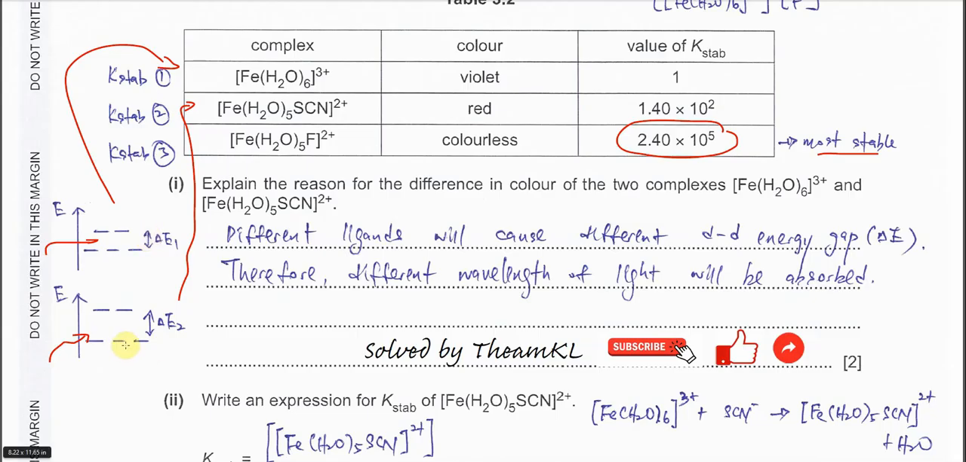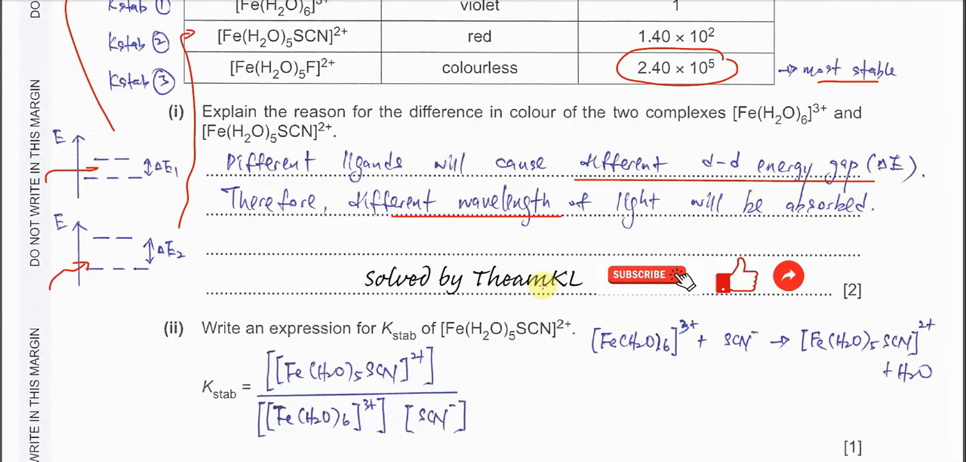When a different wavelength is absorbed, we will see a different color. So that's the main idea. The main idea is always to start from the difference in the energy gap, the delta E, because with a different delta E, electrons in this orbital will absorb a different wavelength and get promoted. So when a different wavelength is absorbed, of course we will see a different, complementary color.